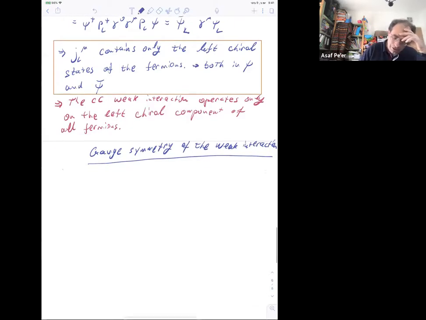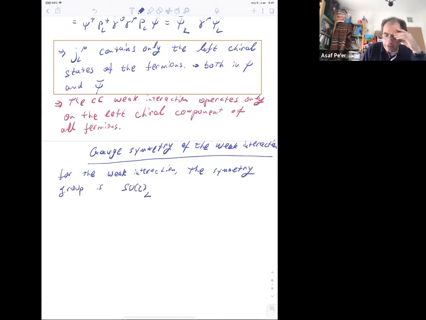So for the weak interaction, the symmetry group is SU(2)_L. That's from the left hand. Now, being a symmetry, it has a name. This is called the weak isospin.